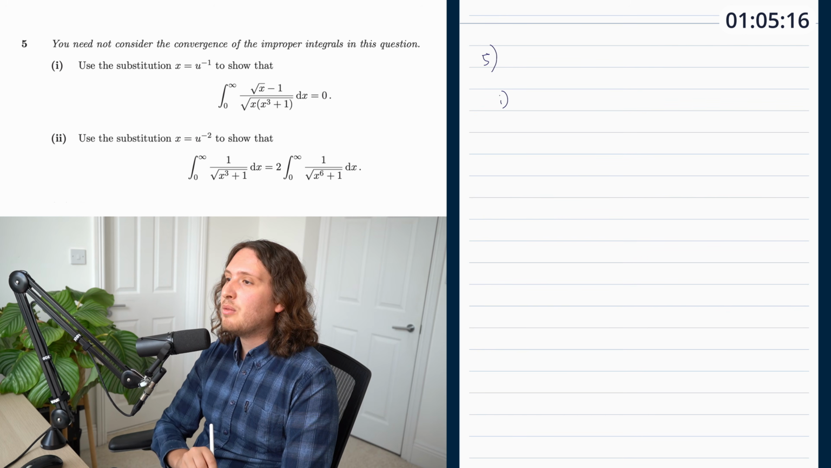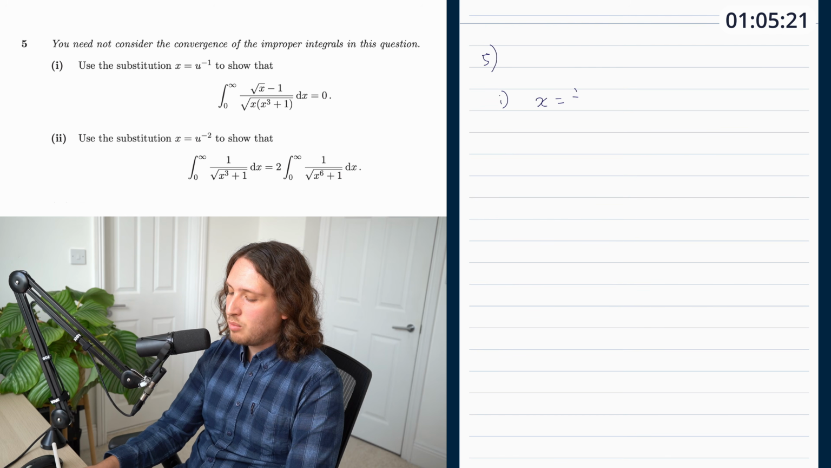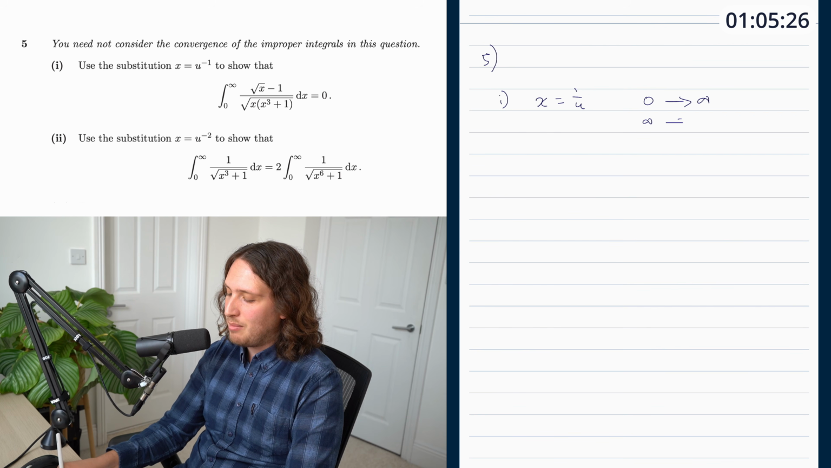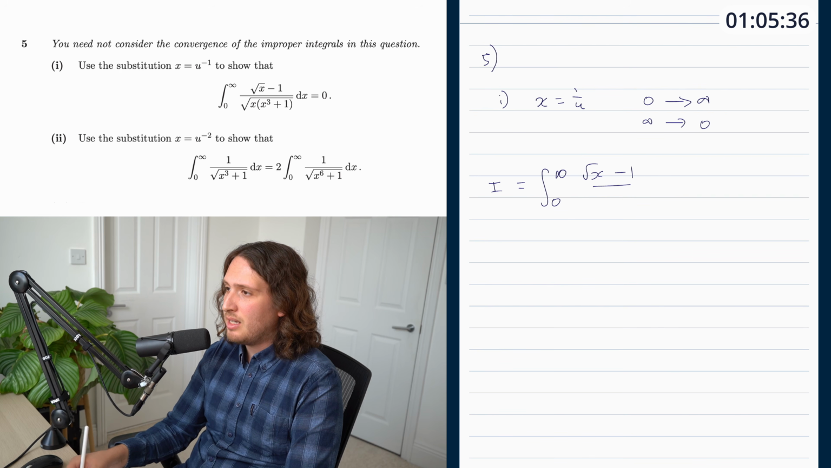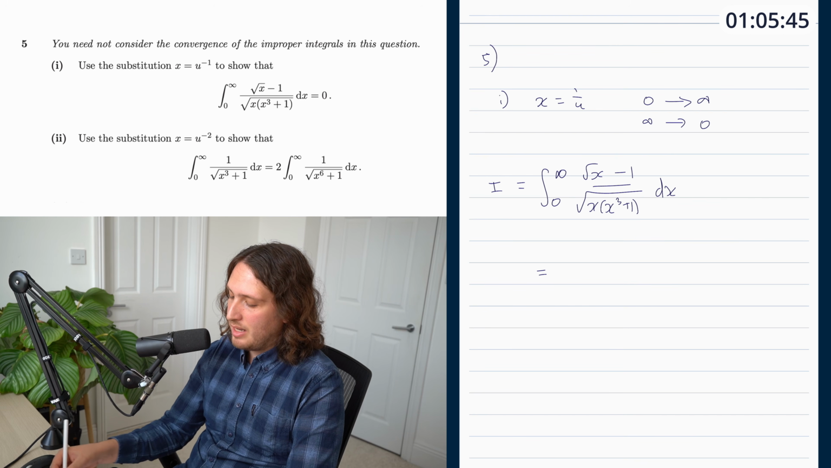So for part 1, we're told what substitution we want to make. So if x is 1 over u, well, the 0 limit goes to infinity. The infinity limit goes to 0. So if I call my integral I, which was 0 to infinity root x minus 1 over root x cubed plus 1, my limit, and I also better work out dx is minus 1 over u squared du.